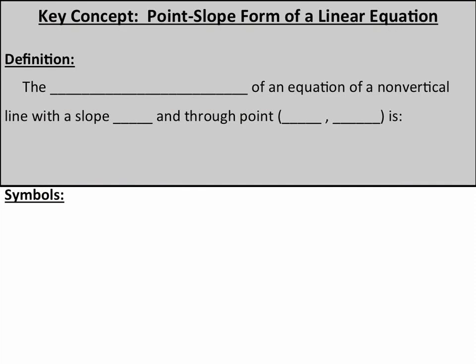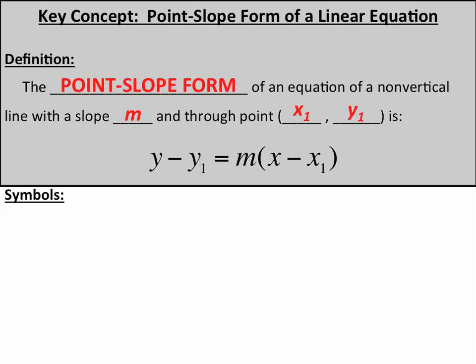All right, so here we go. The point-slope form of an equation of a non-vertical line with a slope of m, slope is m, and through the point x1, y1 is, here's your formula, y minus y1 equals m times x minus x1. Okay, that's point-slope form.